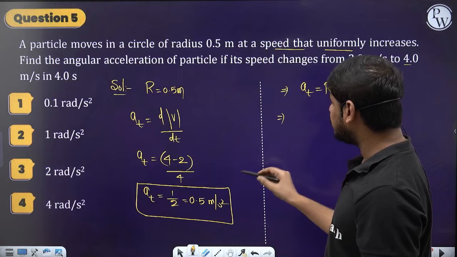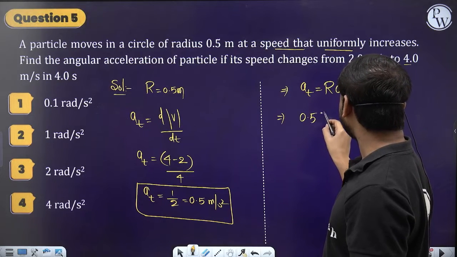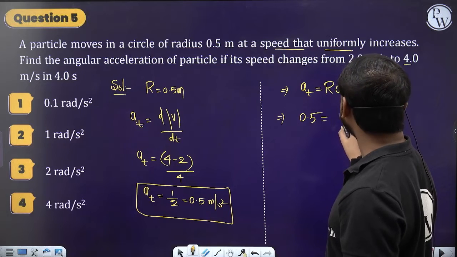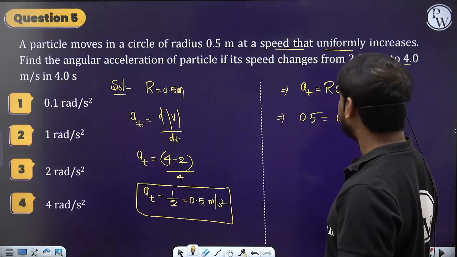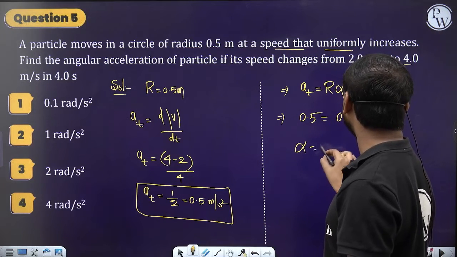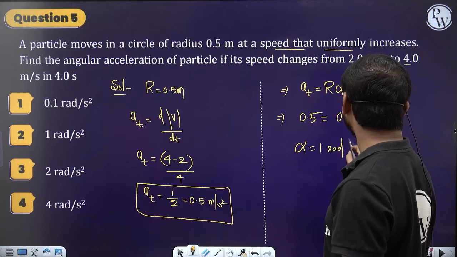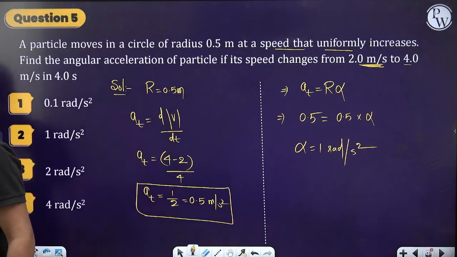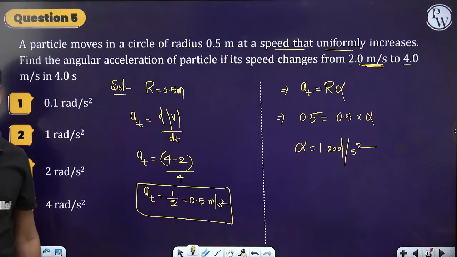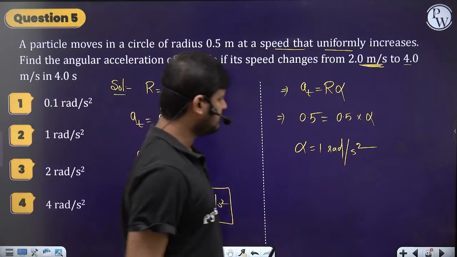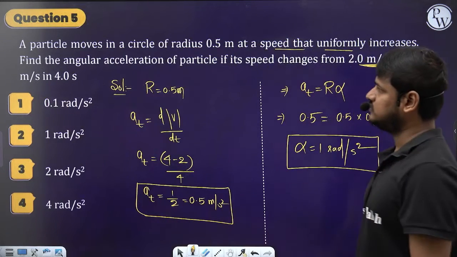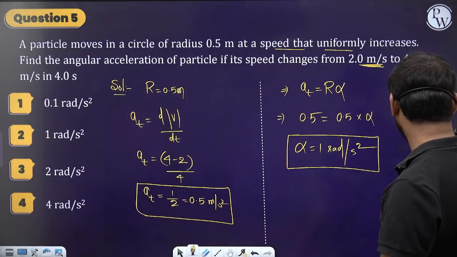So in place of at we have 0.5 meter per second square, and this is 0.5 into alpha. So therefore alpha is equal to 1 radian per second square. So the alpha value is equal to 1 radian per second square. Clear? Understood, guys, everyone? Simple, just understand the procedure and proceed further. Next.